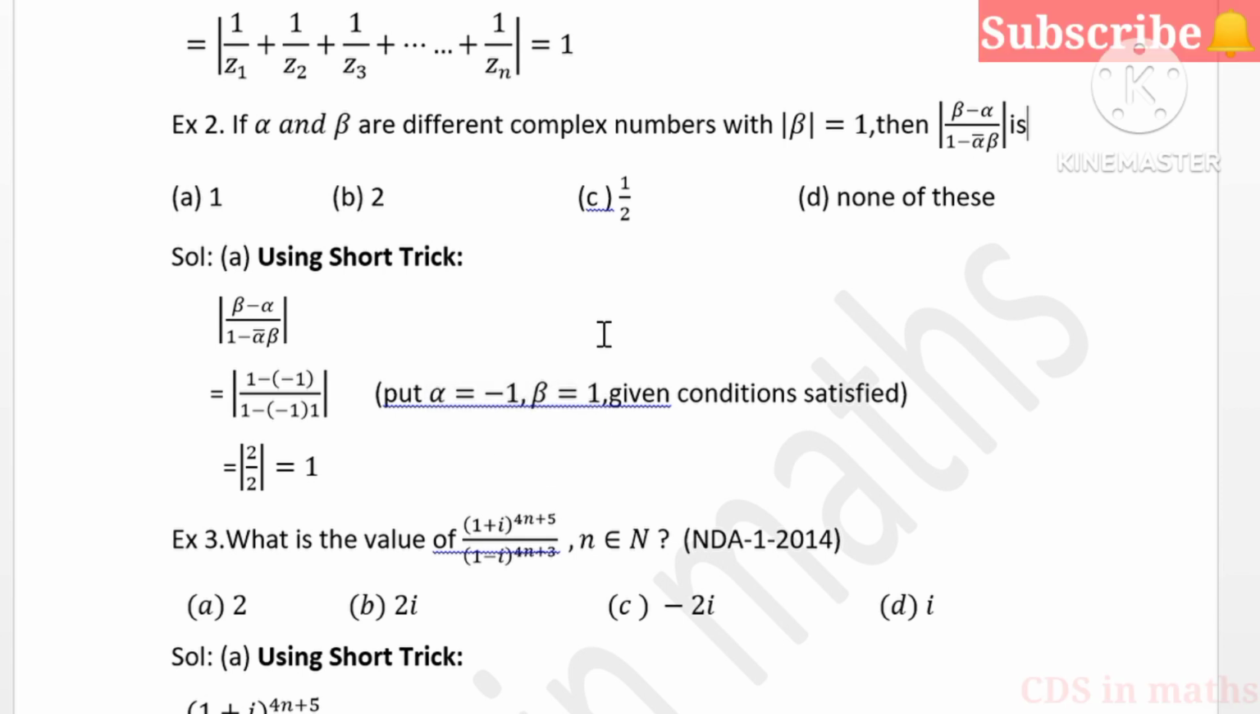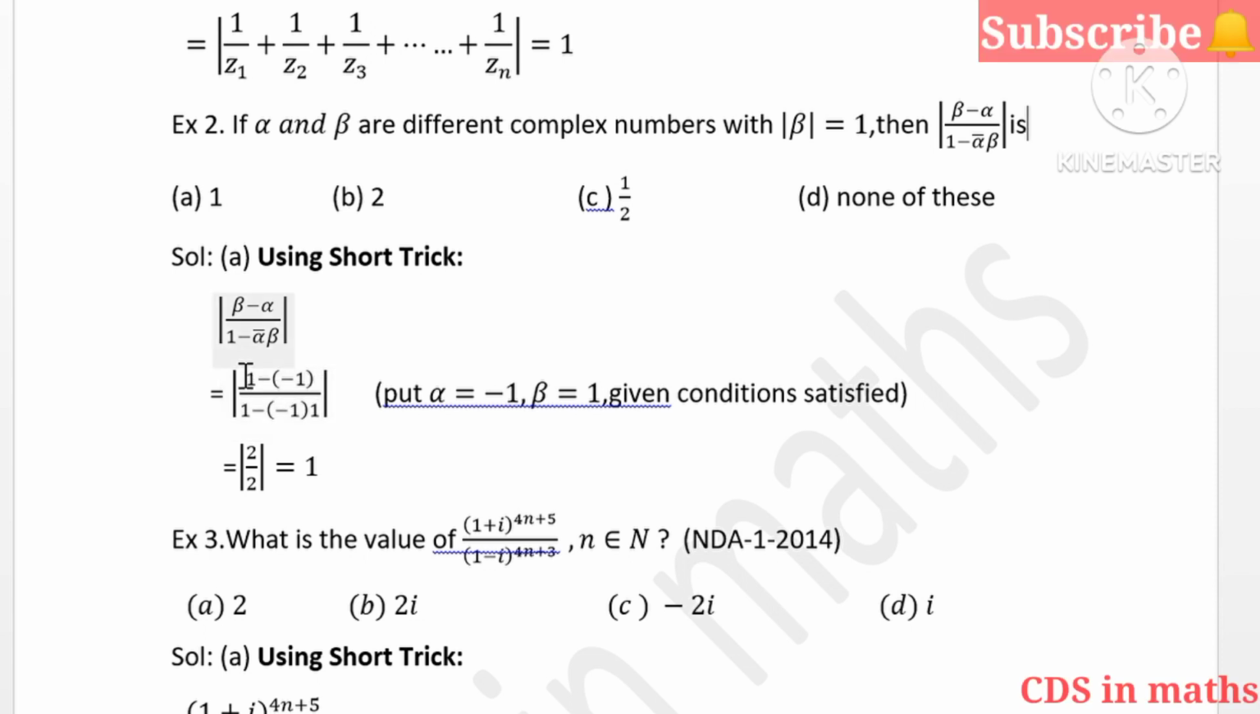Alpha and beta are different complex numbers. So I can say alpha is minus 1, beta is 1, no harm. My condition is satisfied because the modulus of beta is 1, yes. Beta is equal to 1 plus i0, in a plus ib form. So mod of beta is 1. So I can say beta is equal to 1, and alpha, they are different, alpha is minus 1.